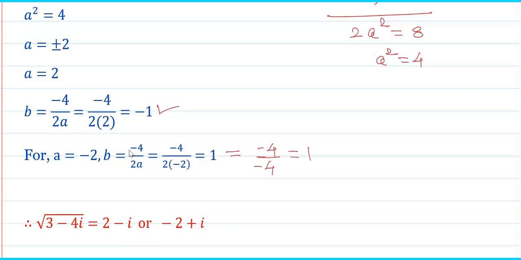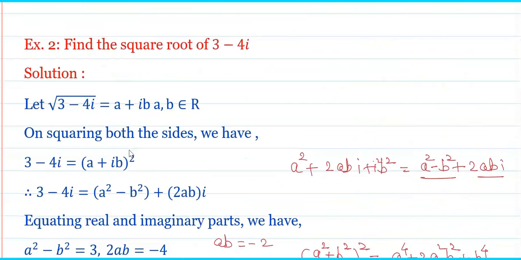Okay, and in this way, when a is equals to 2, then the value of b is equals to minus 1. And when a is equals to minus 2, then you are getting b is equals to 1. Therefore, the roots of the complex number in first case is 2 minus i. In second case, you will get minus 2 plus i. And therefore, the root of 3 minus 4i is equals to 2 minus i or minus 2 plus i या प्रकारे. Okay. हे तुम्हाला ते find out करायचं आहे. Substitute the value of a and b.